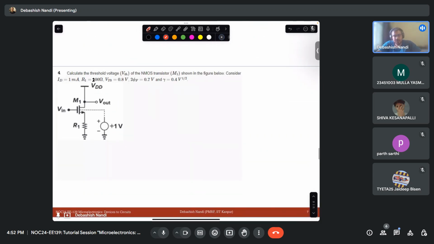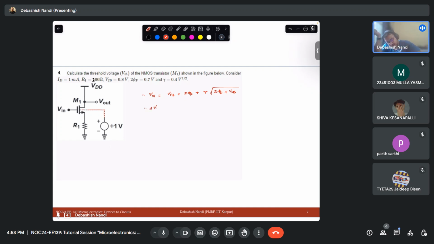So moving on to the next thing: calculate the threshold voltage of the MOSFET shown in the figure. So what do we see? We see it is an NMOS and the body terminal is connected to 1 volt. So we found out my VTH is equal to VFB plus 2 phi f plus gamma root over 2 phi f plus VSB.